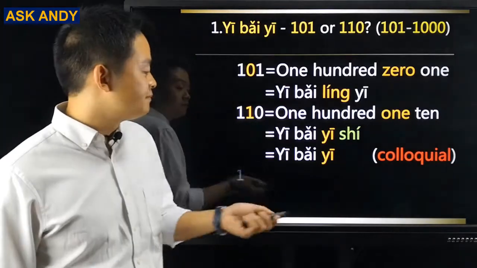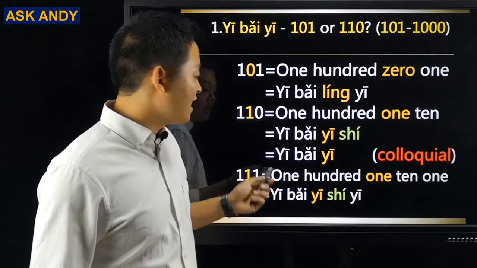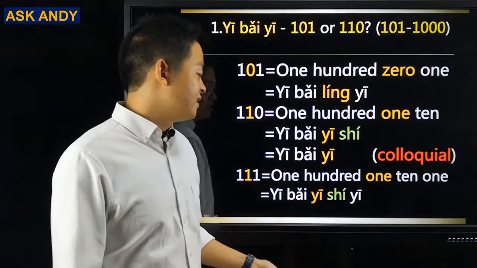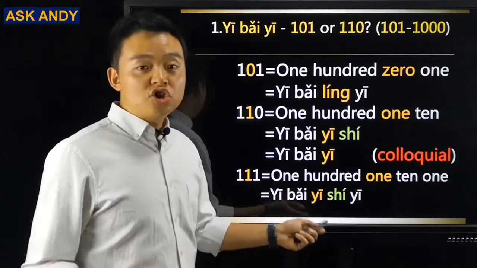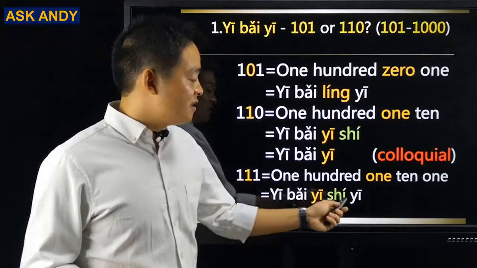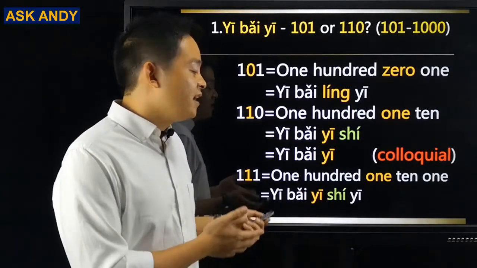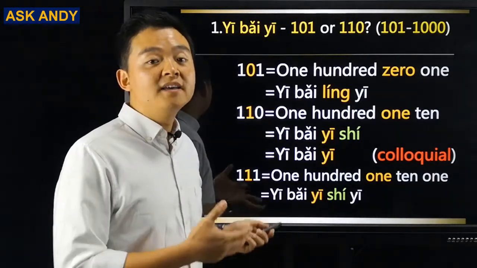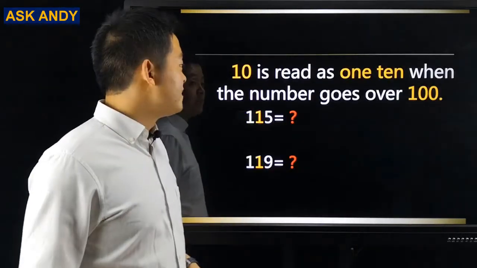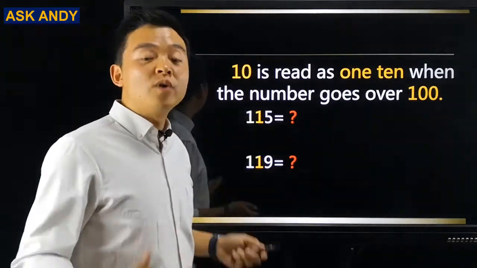Let's see this example. So 111. So you have another 1 after it. So we need to read it as 111. Remember, in this case, this 10, you can't omit it. You must read it as 111. And then let's move on. So this is a rule for you to remember. 10 is read as 110 when the number goes over 100.